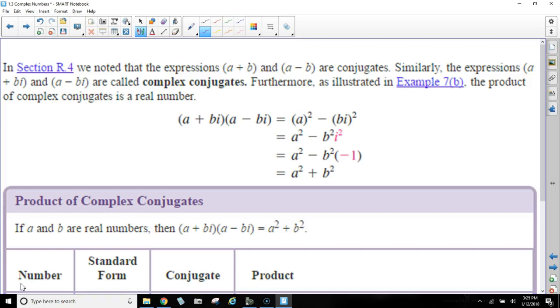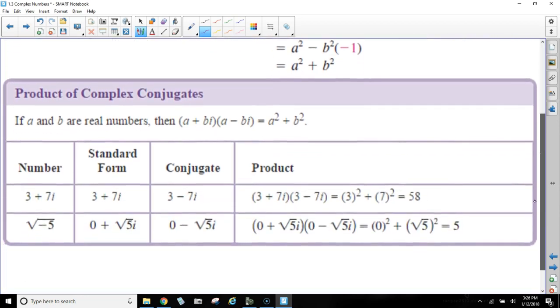So as we discussed at the end of the last video, and you saw in section R.4, expressions A plus B and A minus B are called conjugates. Conjugates just means that those signs inside there, one is positive and one is negative. So expressions A plus BI and A minus BI are also called conjugates, specifically complex conjugates. Now, anytime you take a complex number multiplied by its conjugate, you're going to get a number where the imaginary terms fall out. Here's a couple of examples.